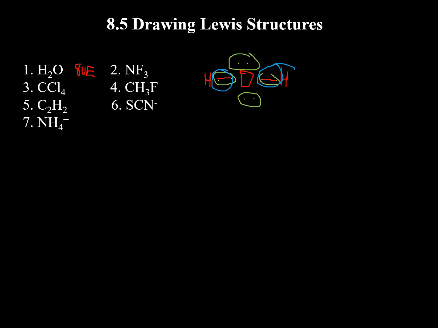We'll do the odd ones here. So for CCl4, the total valence electrons: 28 from the chlorine, 4 from the carbon, so it makes a total of 32. So we put the C in the middle. Carbon needs 4 more to be happy. Chlorine already has 7. It needs 1 more to be happy, so chlorine goes on the outside. Carbon goes in the middle. So let's attach.